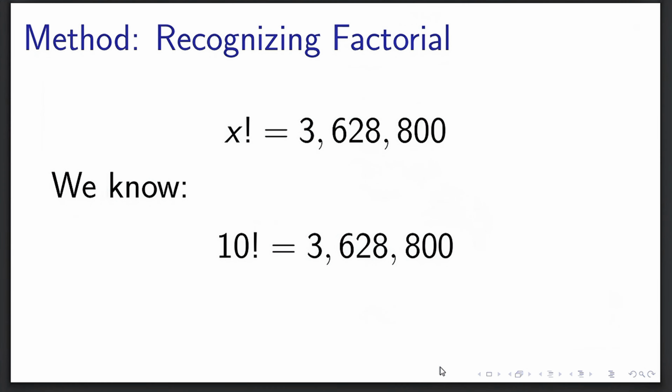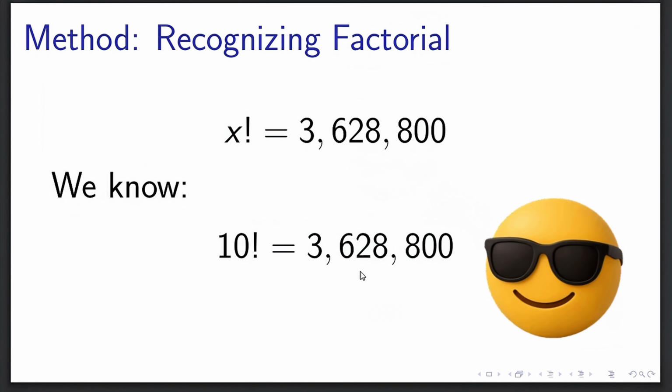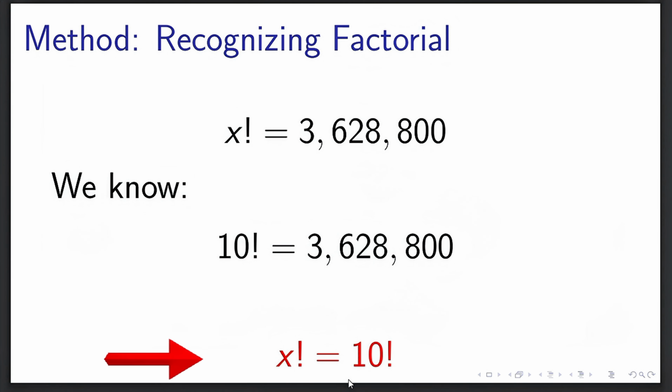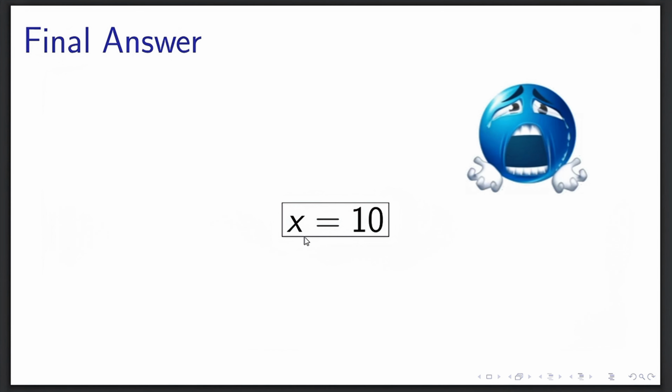Now I can easily simplify this. When I simplify, I get x factorial equals 3,628,800. This is the value that we are getting. Now we know that 10 factorial is equal to the same answer. So this means x factorial equals 10 factorial. So if x factorial equals 10 factorial, this means x is equal to 10. So our final answer is 10. So I just solved this problem.